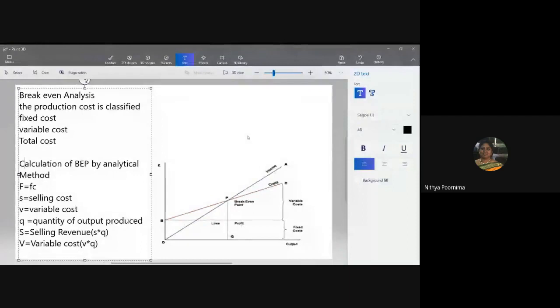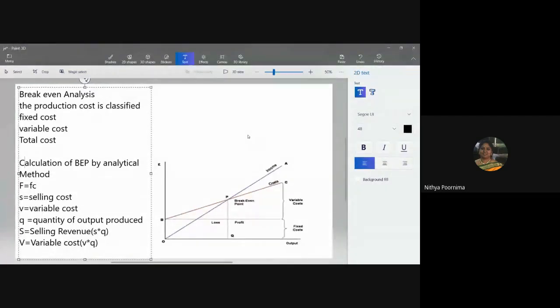Now, we have seen the different methods of how to do the decision analysis, right? So one such method was the graphical method. Now we're moving on to the next method, which is called break-even analysis. This is a process targeting a point which makes us realize whether the business we are doing is profitable or not, right? So what is a break-even analysis?